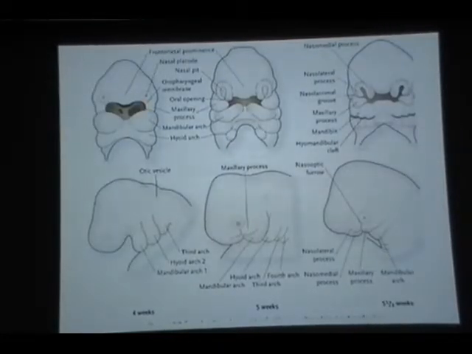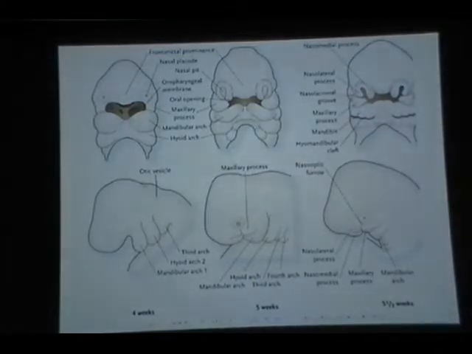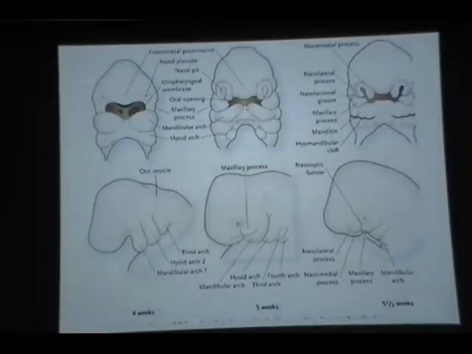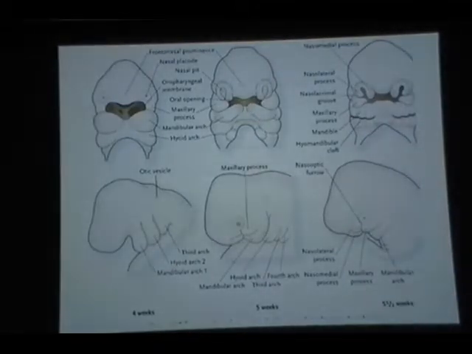But you can see arch 1 here with the maxillary process and the mandibular process. The mandibular process will come down, meet at the midline, at the ventral midline, and fuse very quickly. So by the time from 4 weeks to 5.5 weeks, the mandible is pretty much fused all the way across. So the mandible forms very quickly.